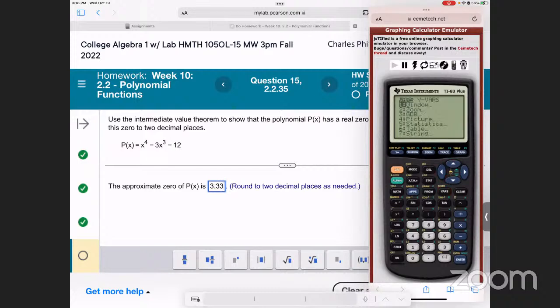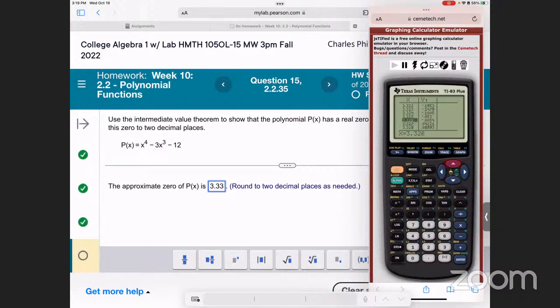So because we're asked to round to 2 decimal places, we need to do this one more time. So let's have the table start at 3.32. And now instead of changing by 0.01, we're changing by 0.001. So 0.001, right? And so we're zooming in even further. Okay, this is the last time I have to do this. So let's go to the table. And now we're looking for a sign change again. And the sign changes right there, between 3.26 and 3.27, right?